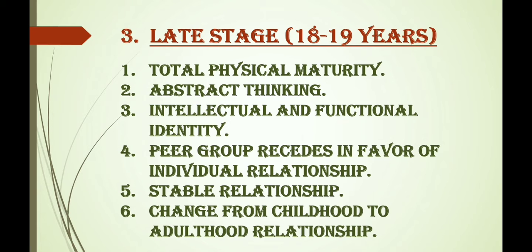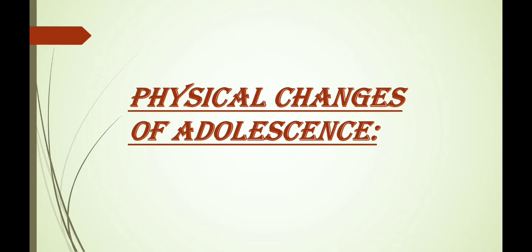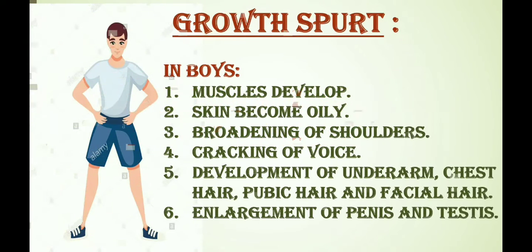Now, next is the physical changes of adolescence. The first change will be growth spurt. You can see these physical changes occur in both boys as well as in girls. Now, growth spurt in boys will show muscle development, skin becomes oily, broadening of shoulders takes place, cracking of voice, development of underarm, chest hair, pubic hair, facial hair, etc. Enlargement of penis and testis takes place.